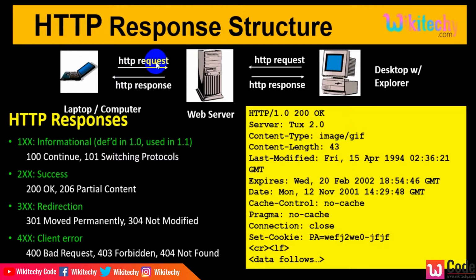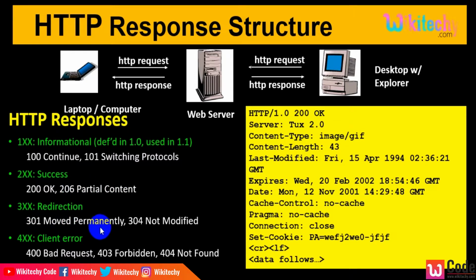And once the request is given, there will be a response. The response will be of different types. You are able to see the response here. 200 indicates it's success. 100 indicates it's continue. 101 is switching protocols. What is the protocol you're using? So it's a kind of informational, if the number starts with 1. If it starts with 2, you got 200 is okay, and 206 is partial content.